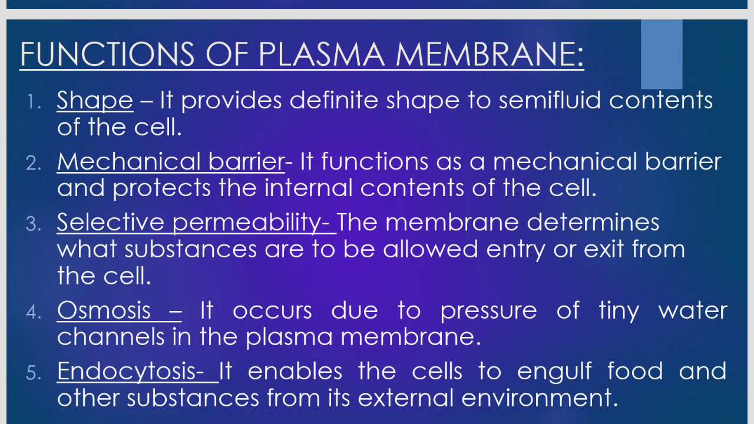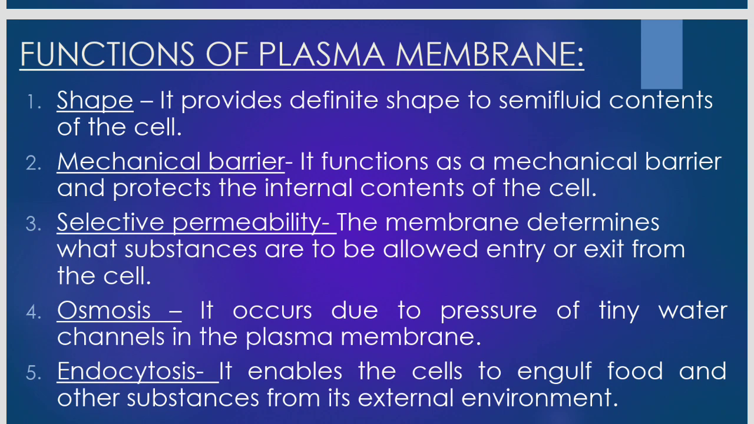Now, what is the actual function of the plasma membrane? First is shape. It provides definite shape to the semi-fluid contents of the cell. Yes, because of the plasma membrane, the inside contents of the cell are in their particular shape. Mechanical barrier. It functions as a mechanical barrier and protects the internal contents of the cell. Selective permeability. That is, the plasma membrane determines what substances are to be allowed entry or exit from the cell. And it also helps in performing osmosis.